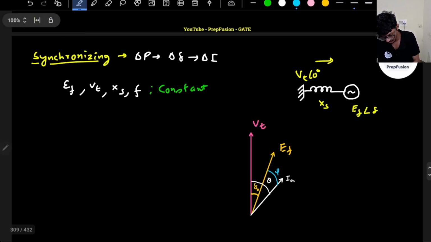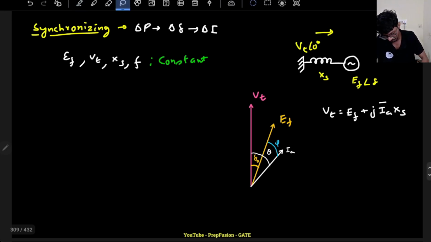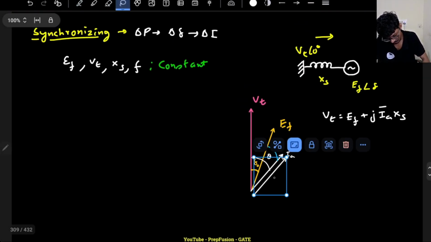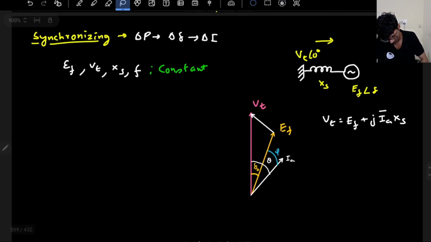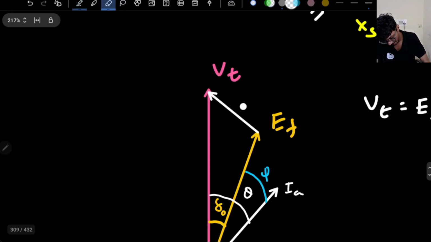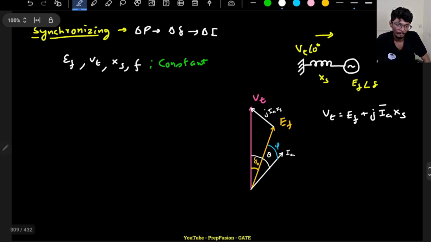So what is the basic phasor equation? I know my VT will be equal to EF plus jXS into IA. Okay, so jXS into IA, plus j will be somewhere here and it will totally touch the voltage, right? So this length is j into IA XS.